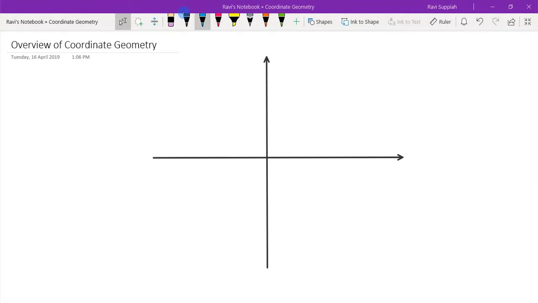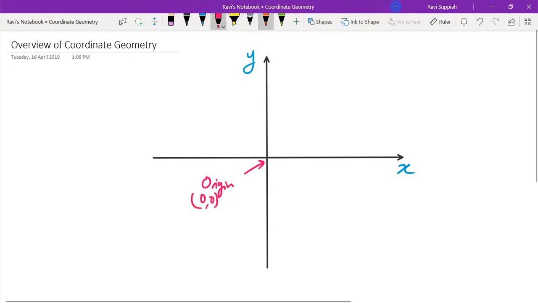Hi, welcome to this video that is going to give you a nice overview on coordinate geometry. Now, coordinate geometry is basically about drawing lines on an xy plane. This shows an xy plane where you have the x-axis here and the y-axis over here. The point where both the x-axis and y-axis meet is called the origin. This coordinate is basically (0, 0), where x is 0 and y is 0.